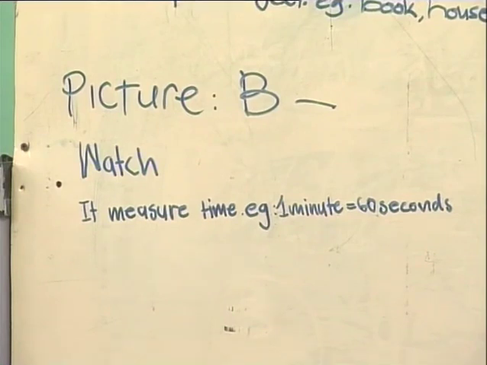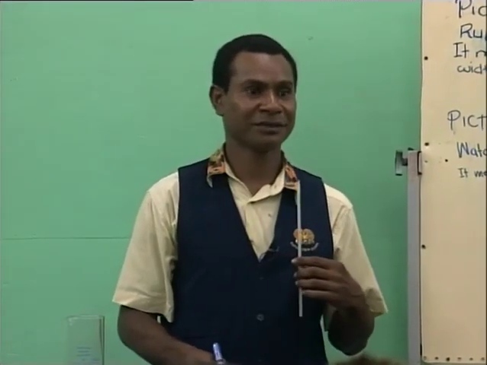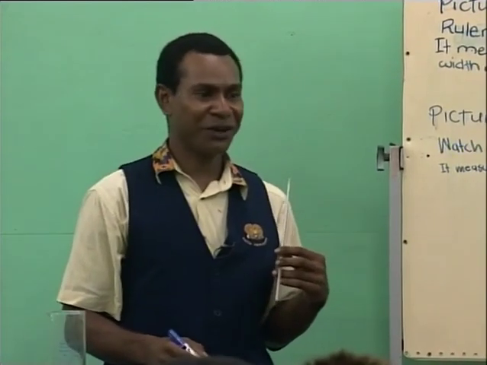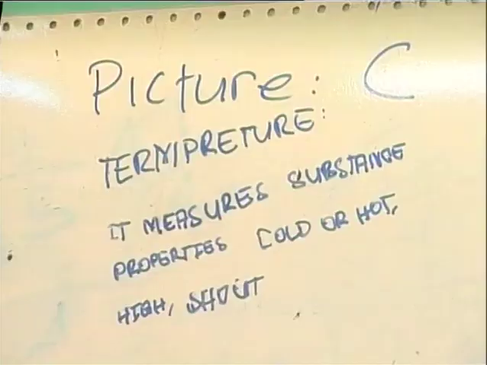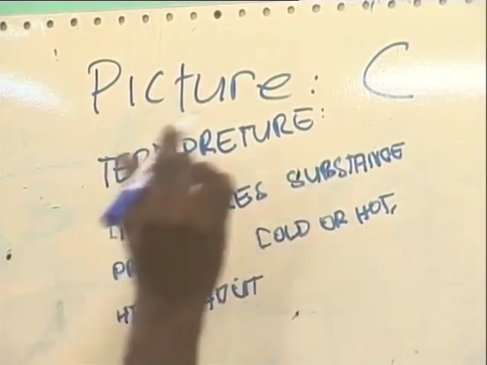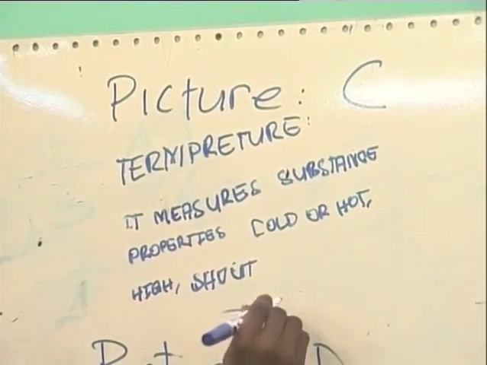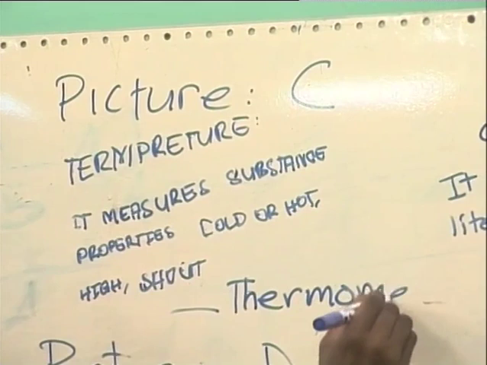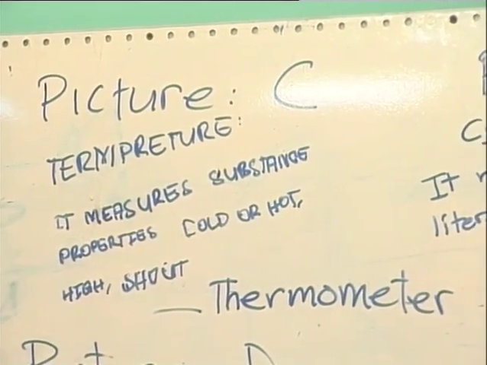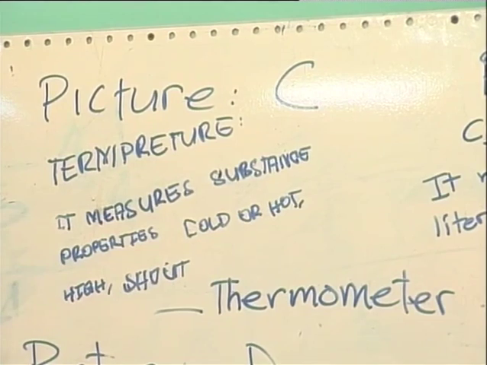Picture C. Very interesting. What is the name of this instrument? You think? A thermometer. It is a thermometer. So the instrument is thermometer. I'll write it below here, and it is used to measure temperature or measure how hot or cold it is.